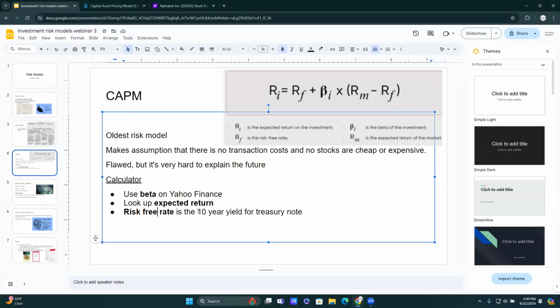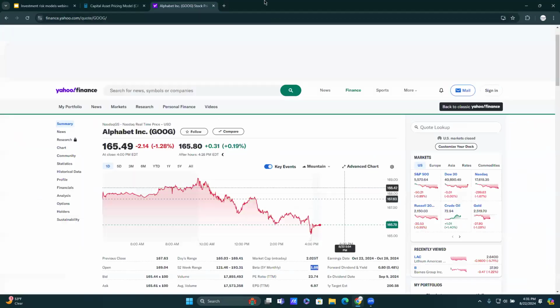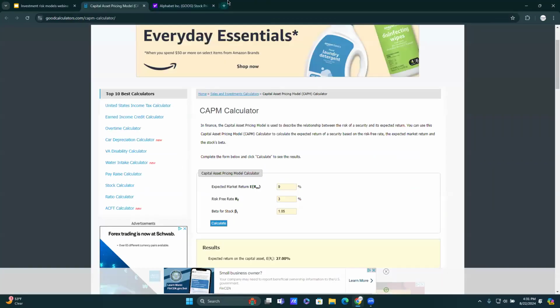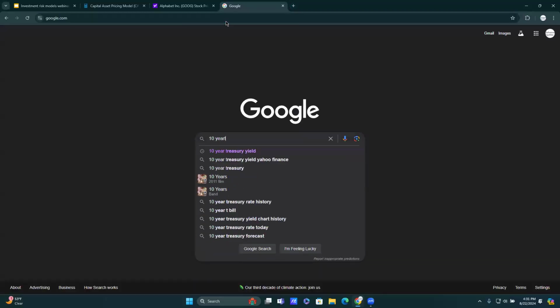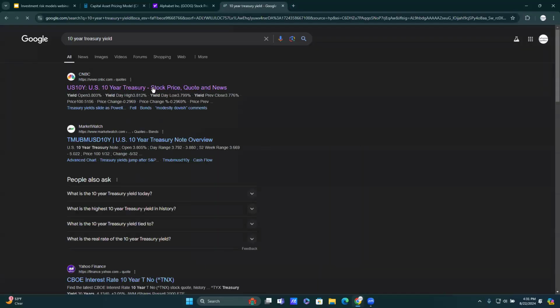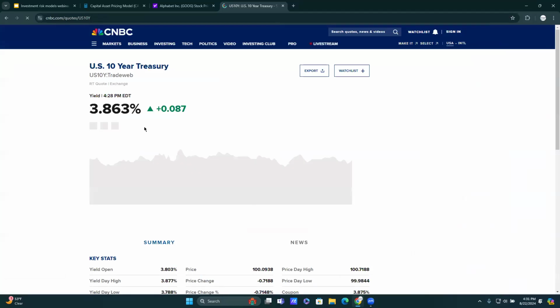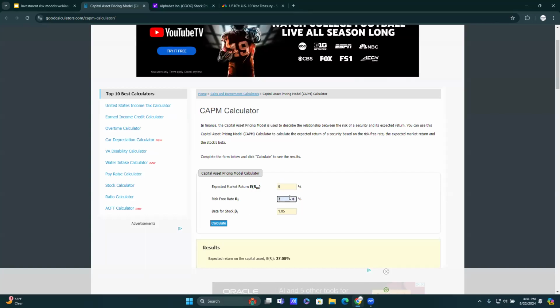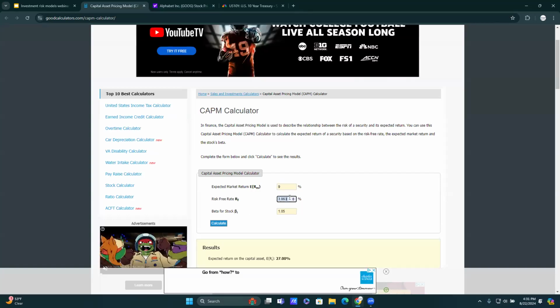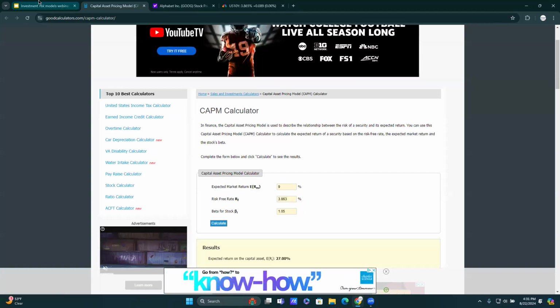So that risk-free rate is the 10-year yield for the treasury note. I'll explain in a second exactly what these treasury notes, the bonds, and the bills are. But how you can find this rate is just looking up on Google, 10-year treasury yield right here. And then we can go to CNBC. And here it is: 3.863%. That is going to be your risk-free rate.